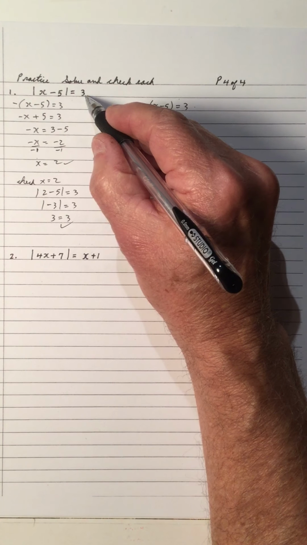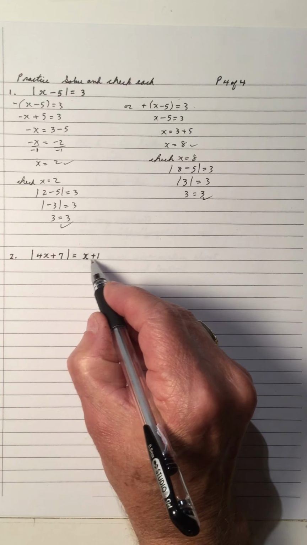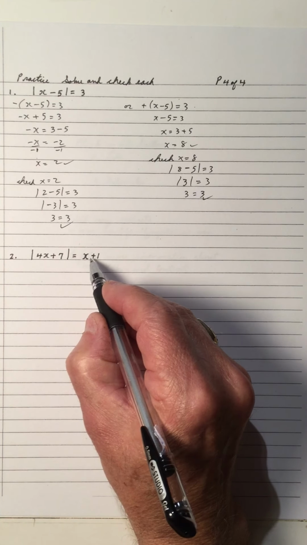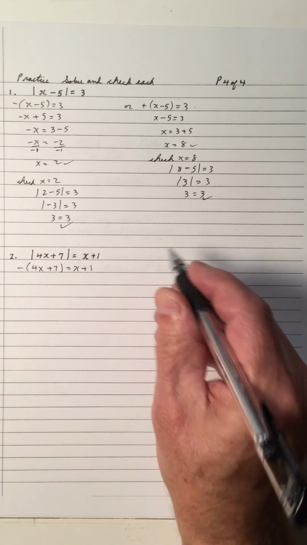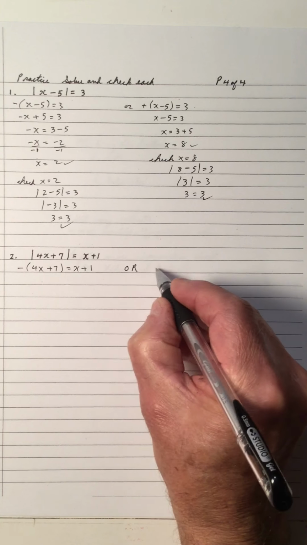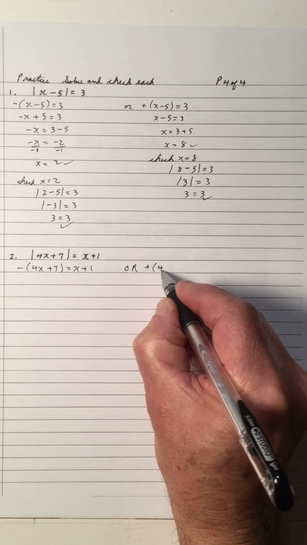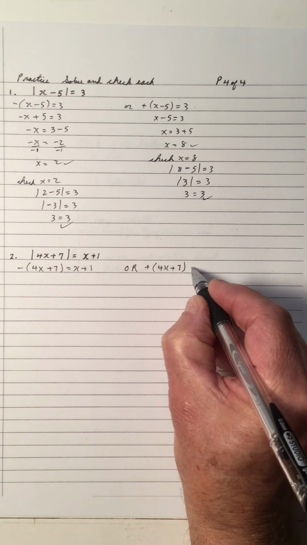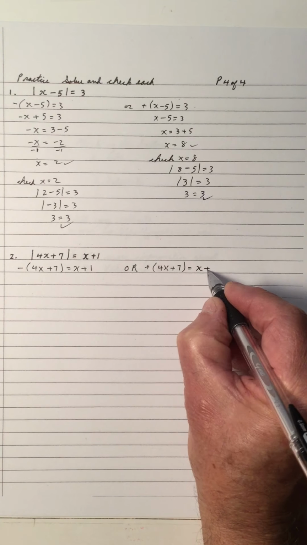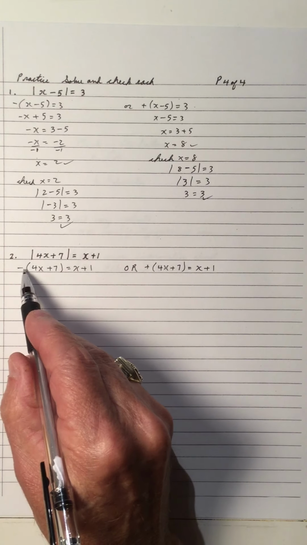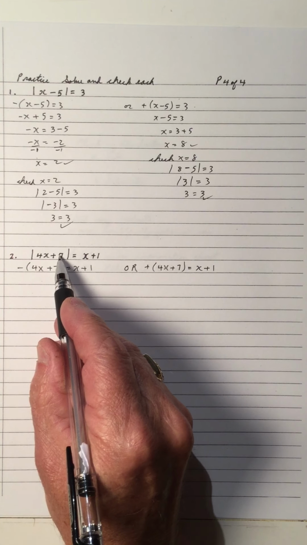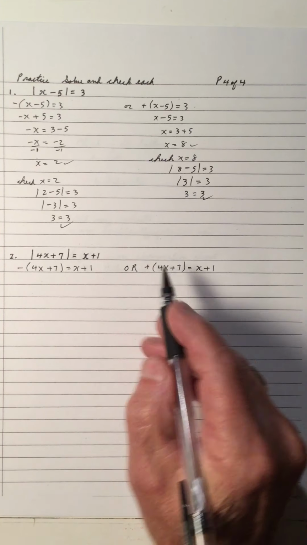Normally I have a number on the right side, but this time I got just a little bit more. But I'm going to follow it through. The negative of 4x plus 7 equals x plus 1, or the positive of 4x plus 7 equals x plus 1. So notice, again, I kept the x plus 1 the same. I did the negative of this expression, absolute value, and did the positive.